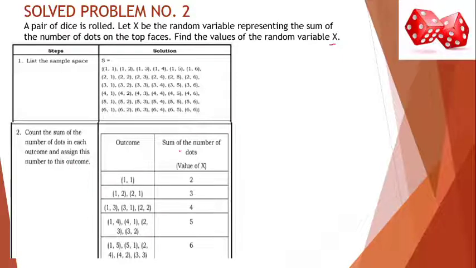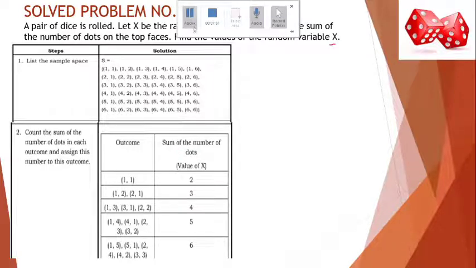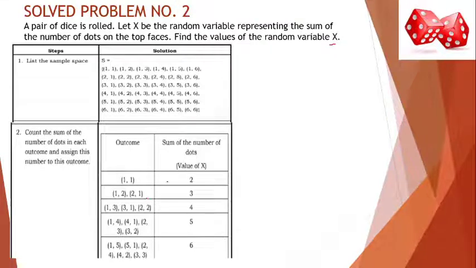So, the sum of the number of dots is the value of x. As you can see, those are the given values of x. Based on the given, it is the sum of the number of dots on the top faces. Since a pair of dice is rolled, that is equivalent to 2. So, 1 plus 1, of course it's not 11, it's 2.